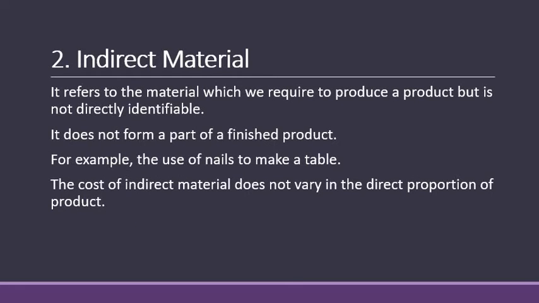Second is indirect material. It refers to the material which we require to produce a product, but it is not directly identifiable. It does not form a part of the finished product. For example, the use of nails to make a table. The table is our finished good, but the items we use to produce it are indirect material. So for producing a table, we will require nails. So these nails are indirect material. The cost of indirect material does not vary in direct proportion to the product.